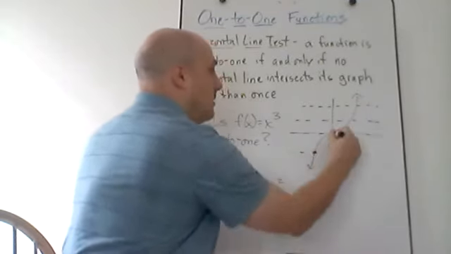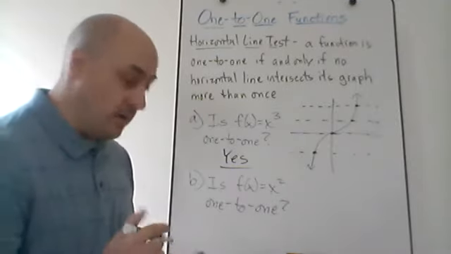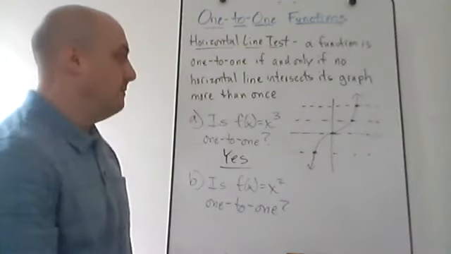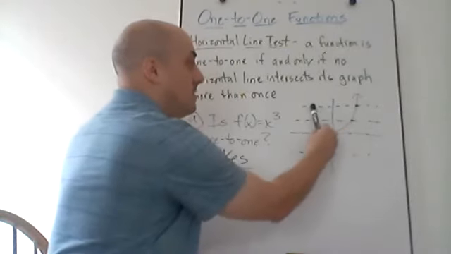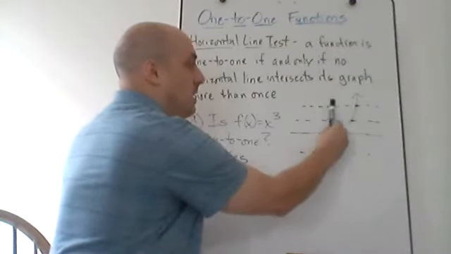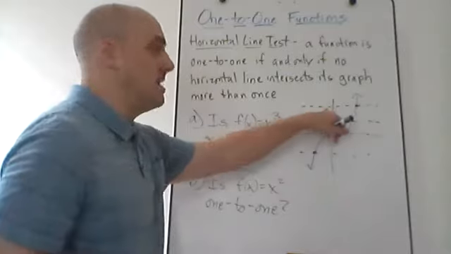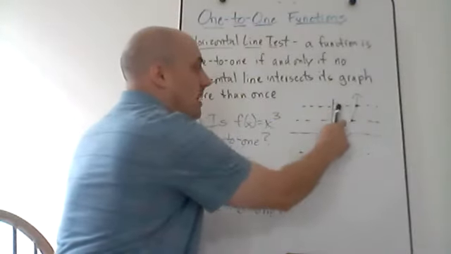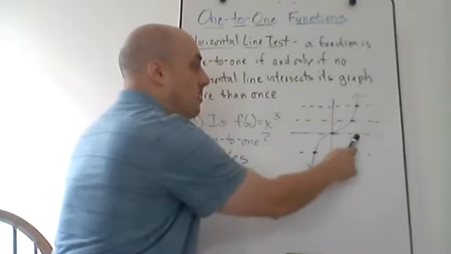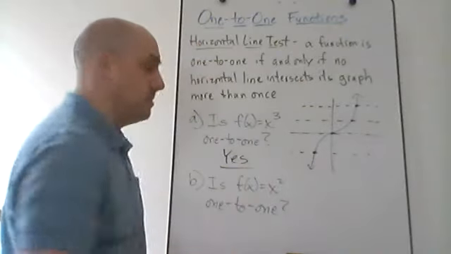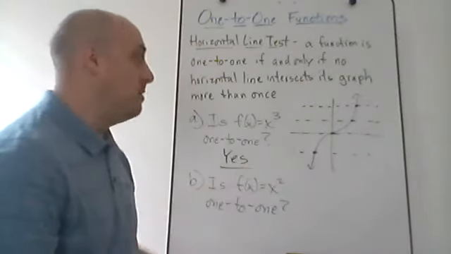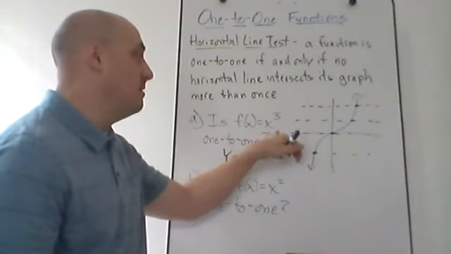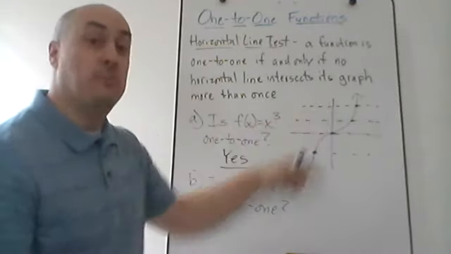So f of x equals x to the third, yes, that is a one-to-one function because it passes the horizontal line test. Again, this horizontal line here represents one single y value. So let's say that this is y equals 8, just to pick a number. Well, that only intersects the graph here. That means y equals 8 only comes from one single x value, which in this case would be x equals 2. 2 to the third power gives me 8. There's no other number that I could plug in for x and raise it to the third power that would give me that same output of 8.